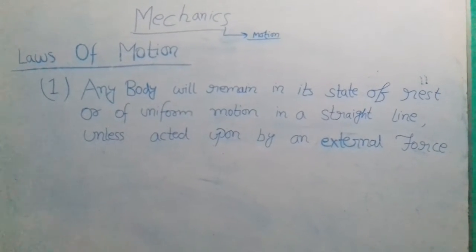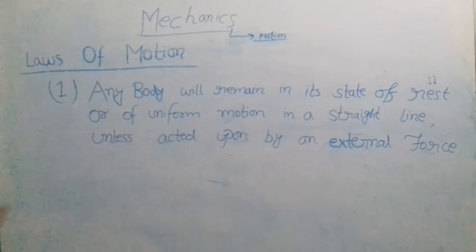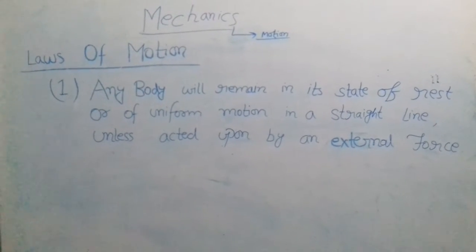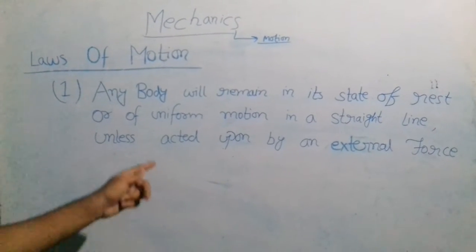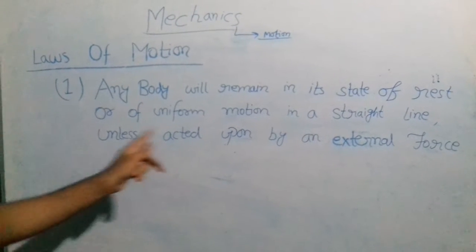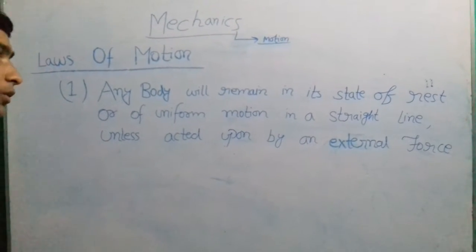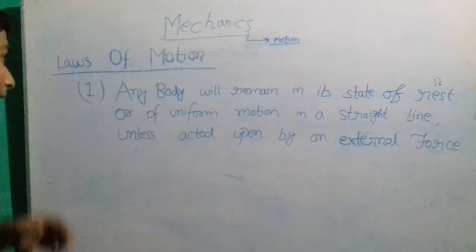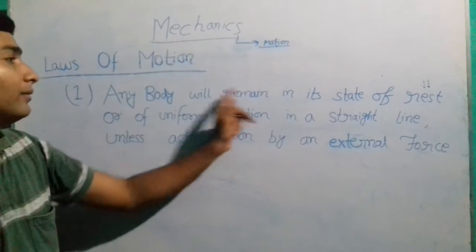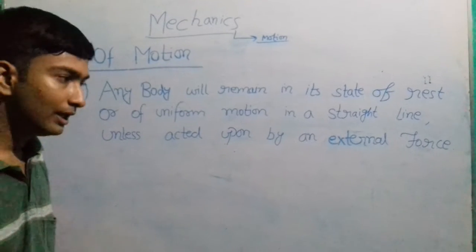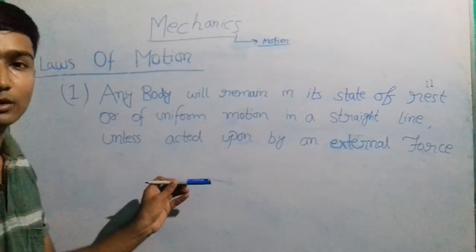So here is the first law of motion. Any body will remain in its state of rest or of uniform motion in a straight line unless acted upon by an external force. This is the first law of motion, which was given by Newton, and it states that any body will remain in its state of rest. Means if a body is at rest, then it will remain at rest.